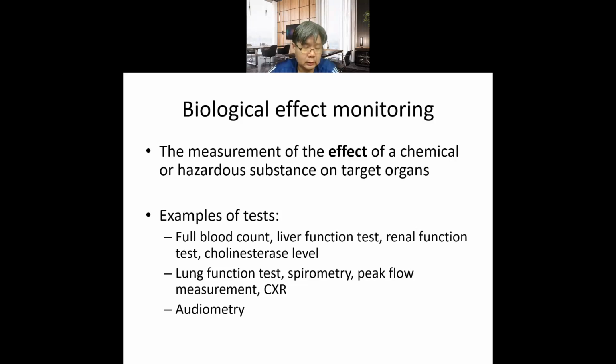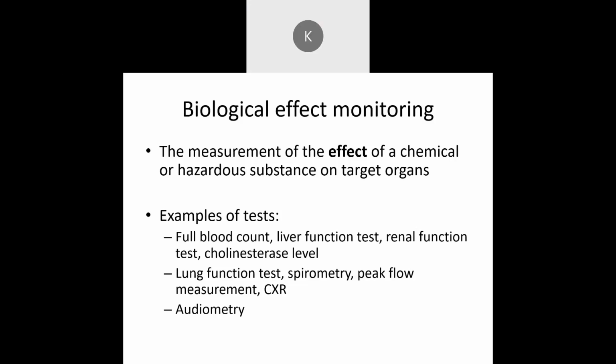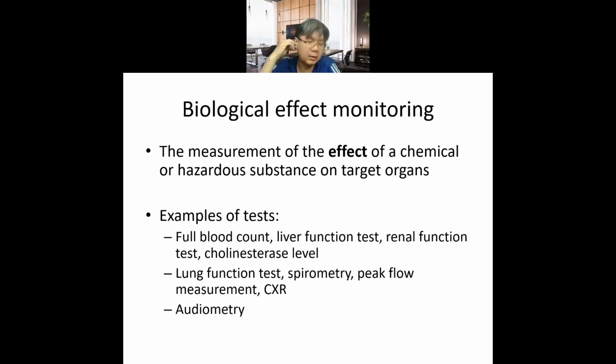Now, if I ask you about audiometry, testing the hearing level of the workers, what is that? Is that biological monitoring or biological effect monitoring? And why do we call that biological monitoring or biological effect monitoring? Which one? Anyone? Biological effect. Yeah, correct. Biological effect monitoring, because audiometry is testing the hearing level.